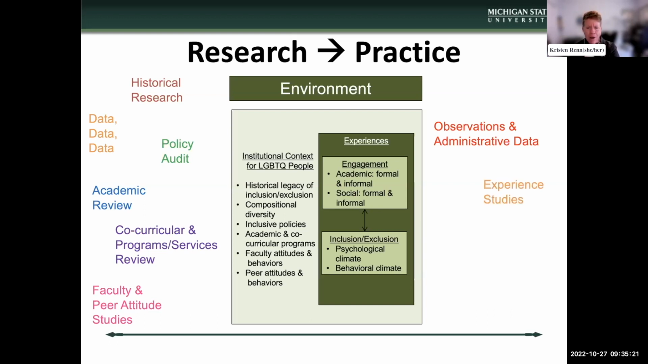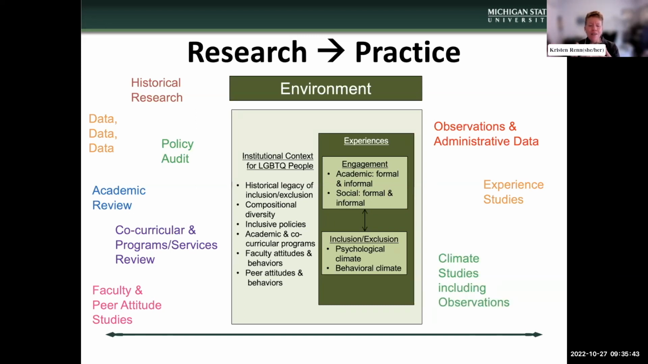Doing studies of student experiences as well as climate, just so that we understand: are the 2SLGBTQ plus students we know engaging in high impact practices? Are they seeking mentors? Are they finding these kinds of connections on campus? That would be important to know. So experience studies, not just climate studies. And then finally, climate studies.